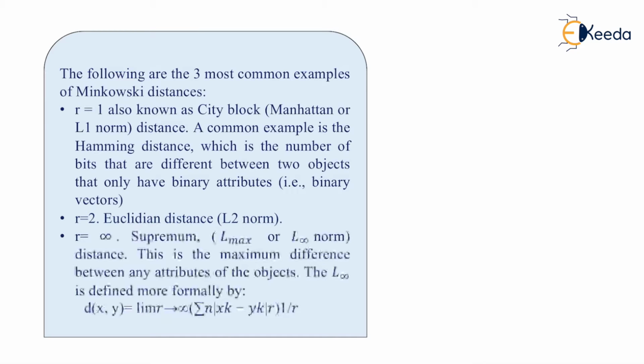Next is r equal to infinity. At that time we can say the supremum, that means L max or the L infinity norm distance. This is the maximum distance between the attributes of the objects, and the L infinity is defined by the limit value. Through that you can define the value of L infinity.